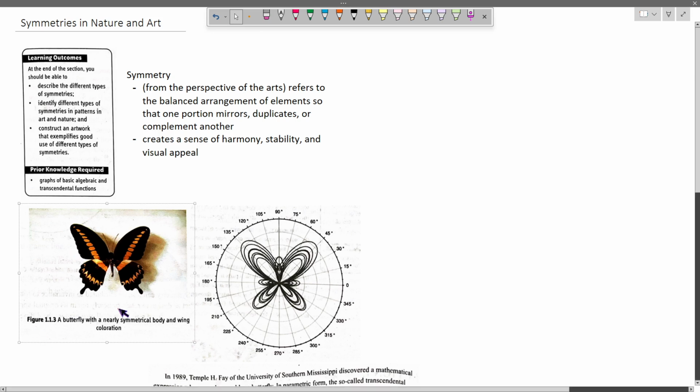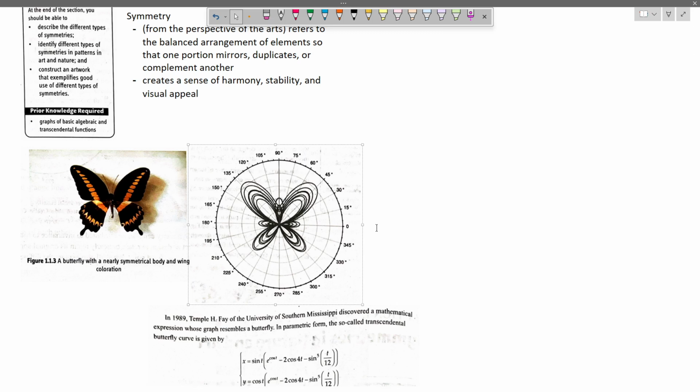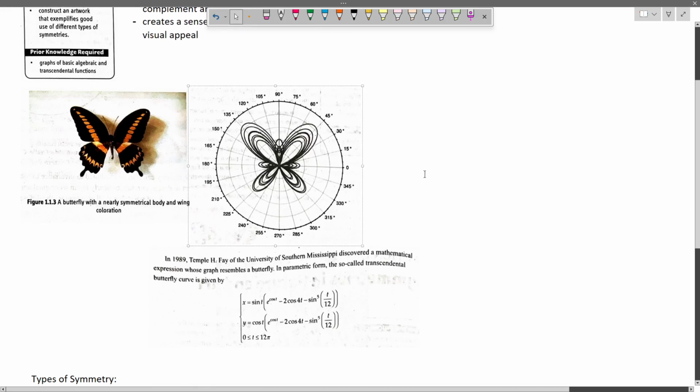So as you can see here, we have two very similar looking things. The first one is a butterfly. So they are usually symmetrical, even the color and the parts. So this one is a graph, a polar graph created by Temple H. Fay, and this is the equation. So this is what we call a transcendental butterfly curve. So yeah, this is just an example.